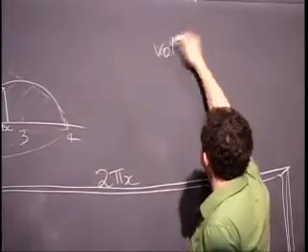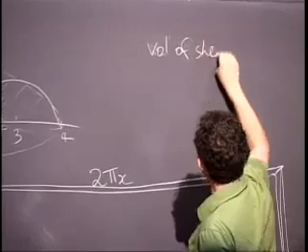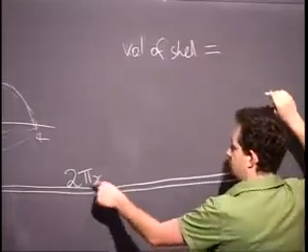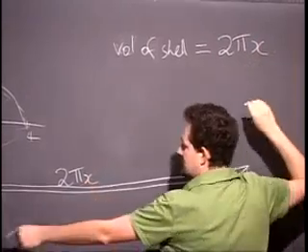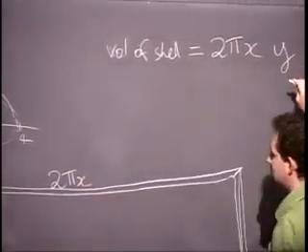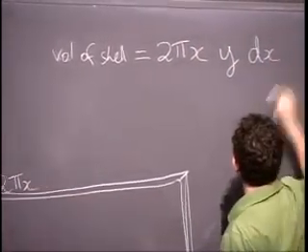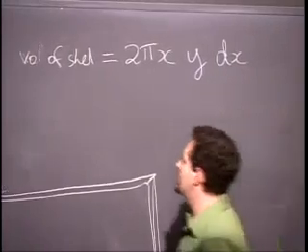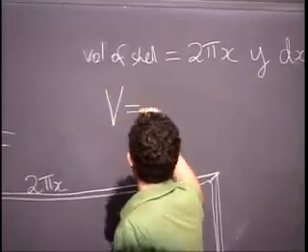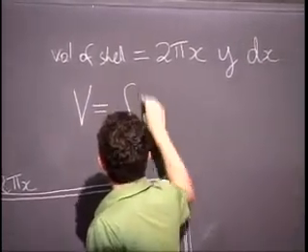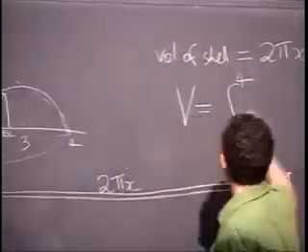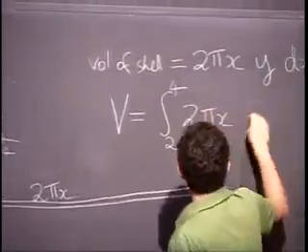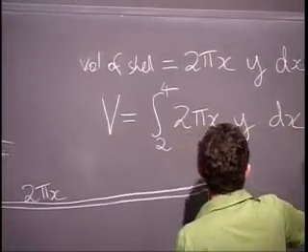Now, according to this, the volume of the shell is equal to 2 pi x, that's one dimension, times the height y, times the thickness dx. And so the volume of the whole thing is equal to the integral from 2 to 4 in our case, because that's where x is ranging over, of 2 pi x y dx.